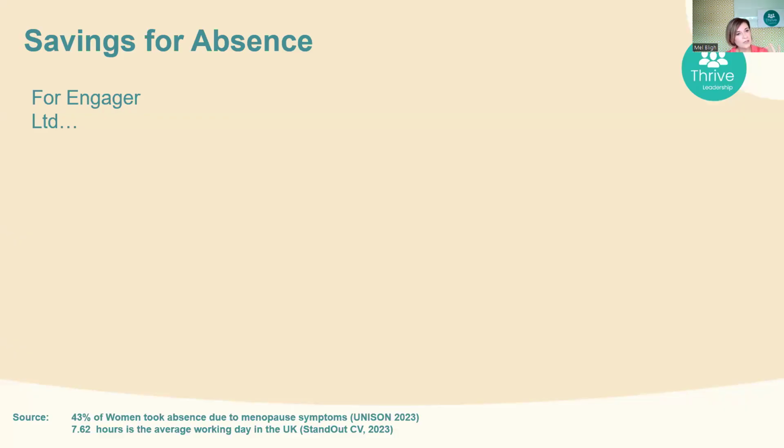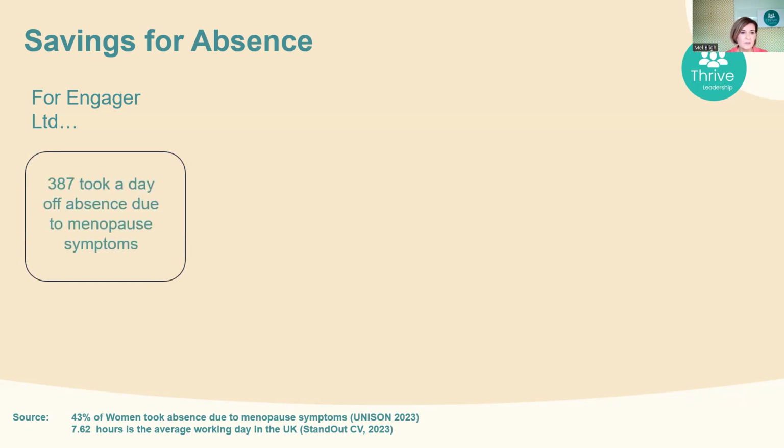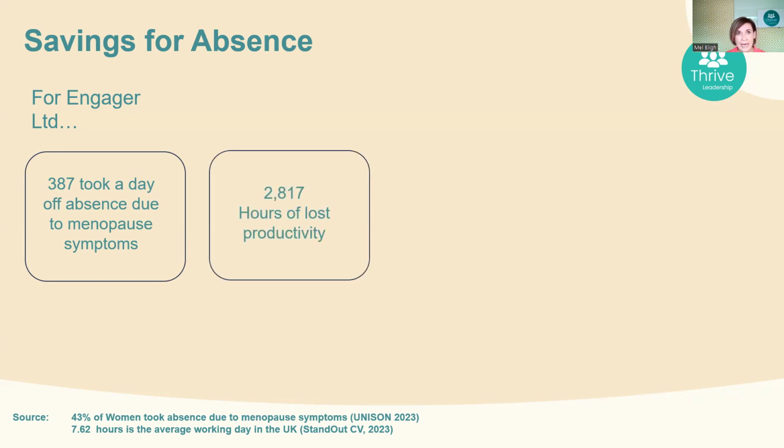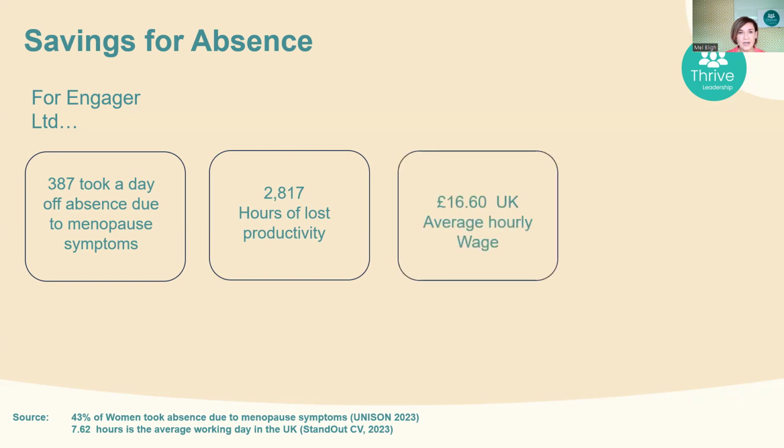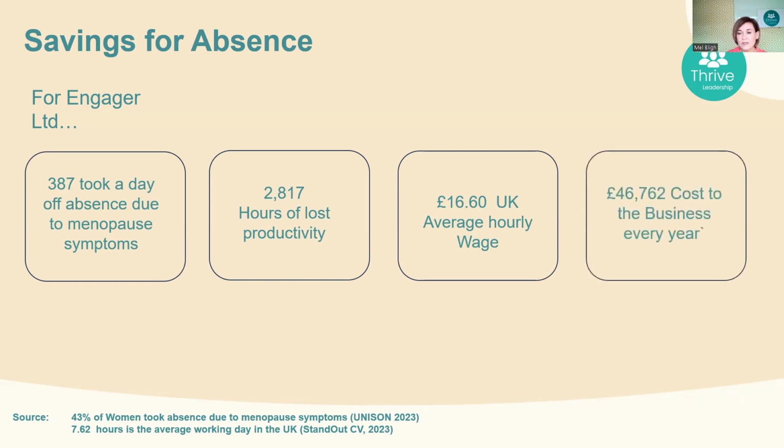So if we go back to Engager and look at the data, that's 387 people taking a day off due to menopause symptoms, 2,817 hours of lost productivity. And if we take the average of £16.60 as a UK hourly wage, that equates to £46,762 lost due to absence. Again, you may have colleagues with a much higher wage than that. So if on the whole that's low, you can inflate that somewhat to represent the wage cost in your organisation. That's the average UK hourly wage.